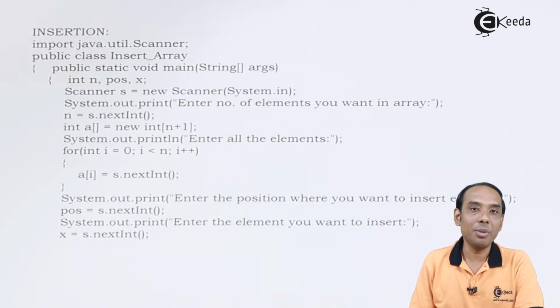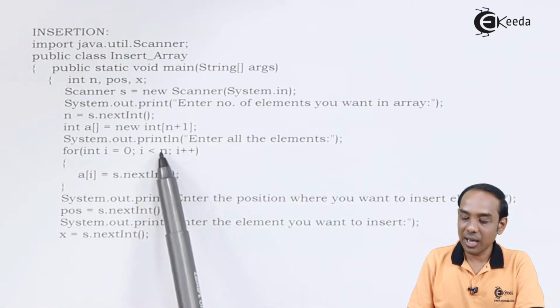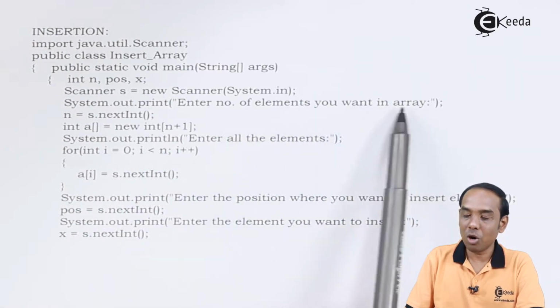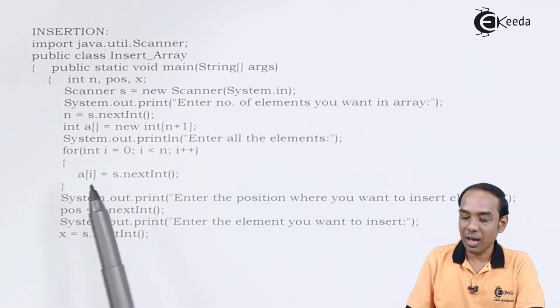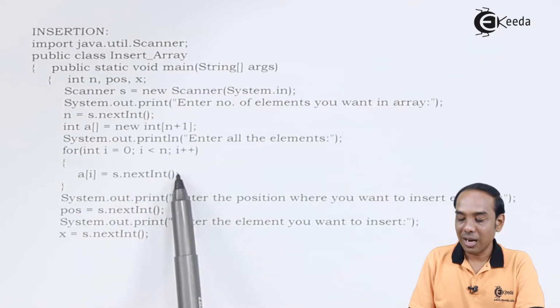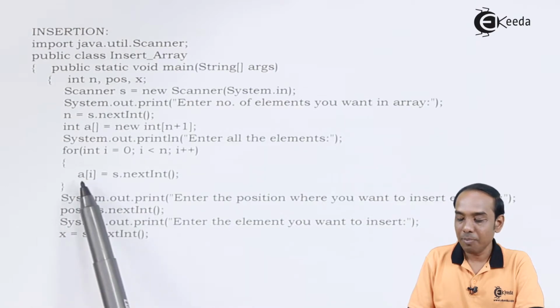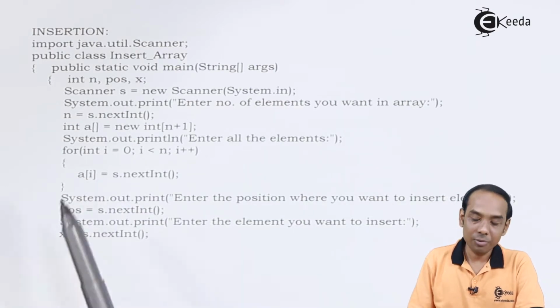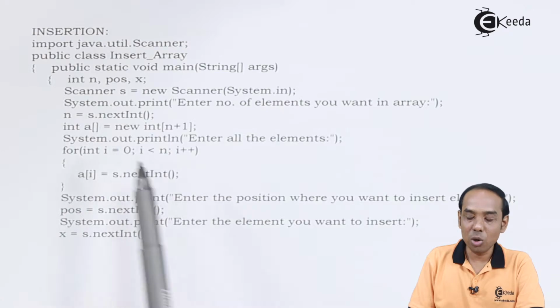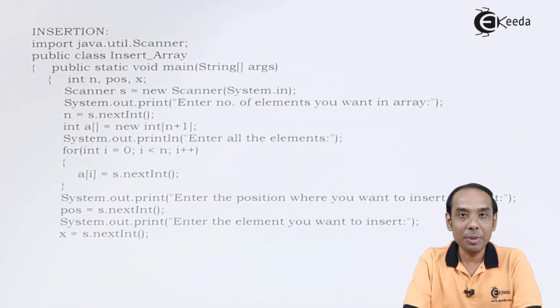We will take these element values into the array using a for loop. We write for int i equal to 0, i less than n. n is the number of elements that the user wants in the array. Then we'll take the elements. We write a[i] equal to s.nextInt(). So whenever the user enters an element, it will be transferred into the array a[i], with the index i starting from 0 and going up till n. Then we have taken the number of elements, and also the elements into the array.